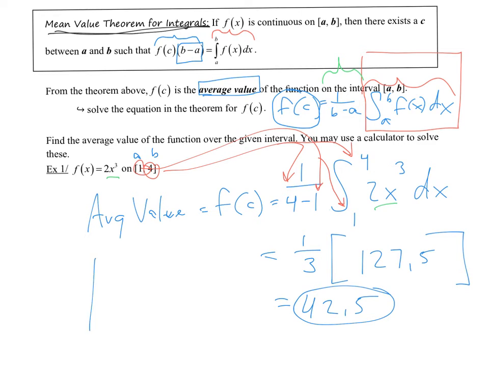So in other words, if I had the curve 2x cubed, that would be a really steep function like this from 1 to 4. The average value would be this y value, where we would have a rectangle that is approximately the same as the area under the curve.